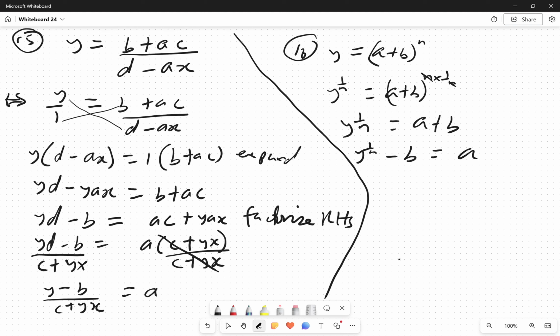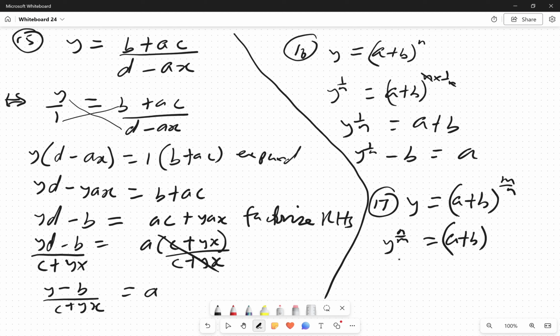So let's do the last one, number 17. If it is rather y is equal to a plus b to the power m over n. In this case, raise both sides to the power n over m. So I'm going to raise this one, y to the power n over m equals a plus b to the power m over n, then you multiply by n over m. You see that m will cancel m and n will cancel n.